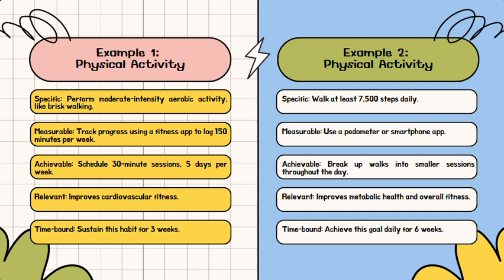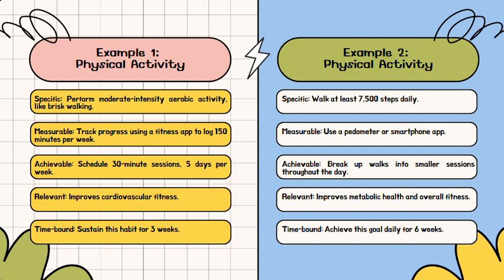So we're going to take a look now at some SMART goals that we've created for physical activity. We'll look at example number 1 on the left. Specific: perform moderate intensity aerobic activity like brisk walking. Okay, moderate intensity we learned about in week 1. Physical activity can be broken down into moderate as well as vigorous intensity. So moderate intensity includes stuff like brisk walking. It also includes light cycling, housework and chores, gardening, stuff that basically brings your heart rate up but doesn't really cause a super significant sweat.